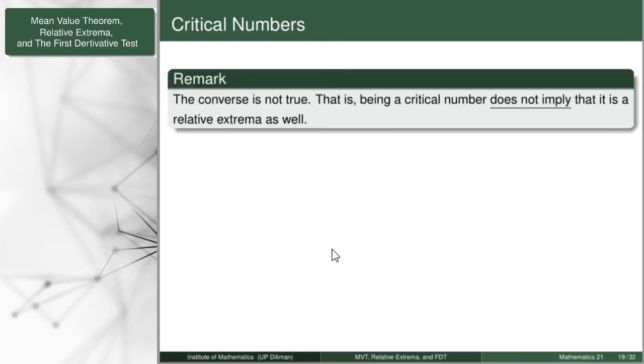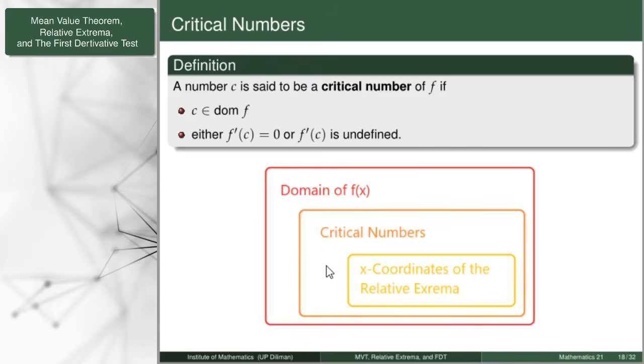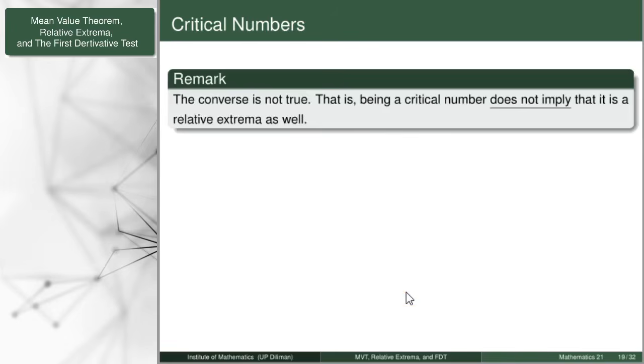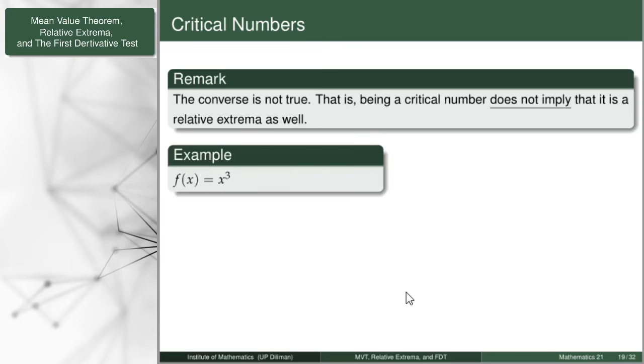Now be careful that the converse is not true, and it means that there are points in the critical numbers that are not x coordinates of relative extrema. For example, the function x cubed, if you get the derivative, that will be 3x squared, and at the origin it will be 0. However, the graph of this function will be the following, and the following will not have a relative maximum or minimum at the origin, clearly, because if you make any size of a ball, there will always be something bigger than the origin, and there will always be something smaller than it.